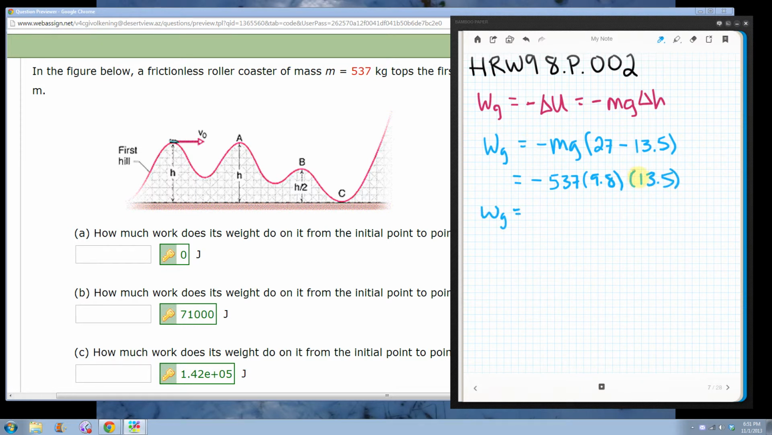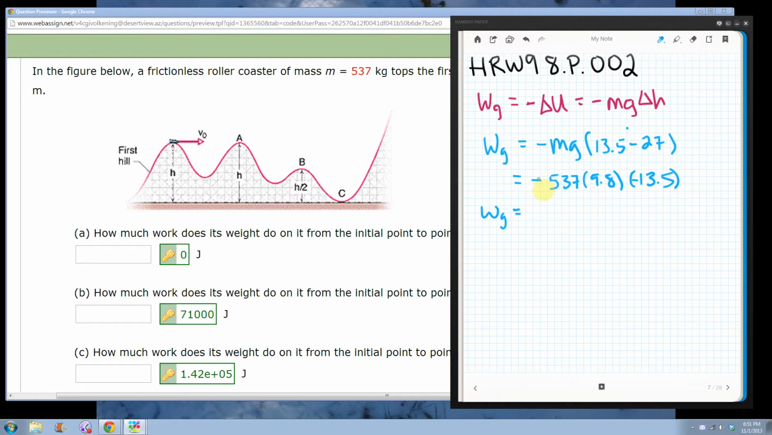the answer. I did this backwards, didn't I? I did it backwards. To find a change, you always do the second value minus the first value. I'm sorry. So, other way.